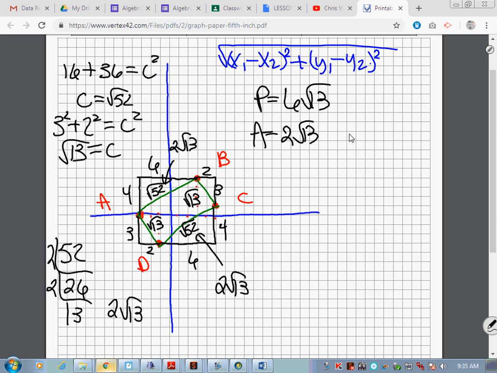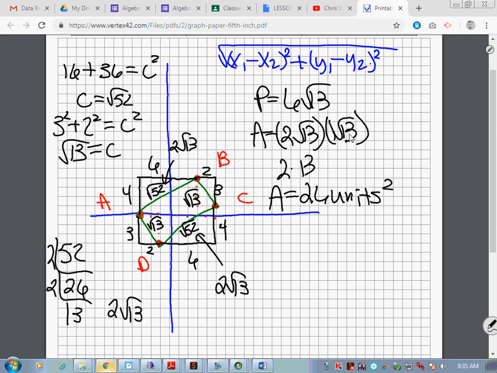Good job. 2 radical 13 times radical 13. Okay, well 2 times 1 is 2, right? Because there's a 1 there. What's radical 13 times radical 13? So what's 2 times 13? So area equals 26, and I'm not giving you anything there, it's just units squared.